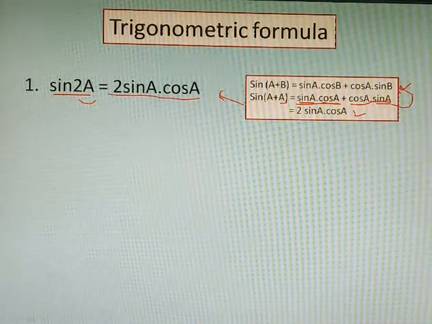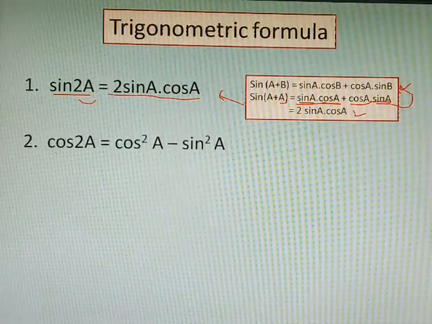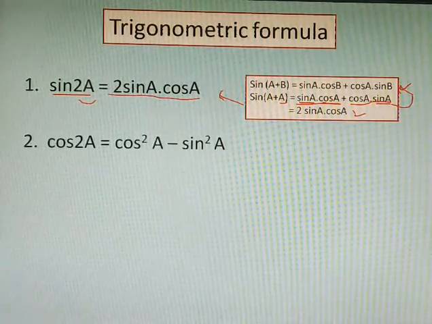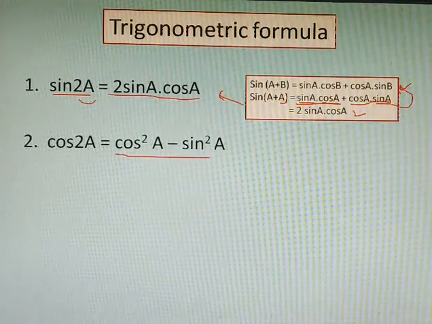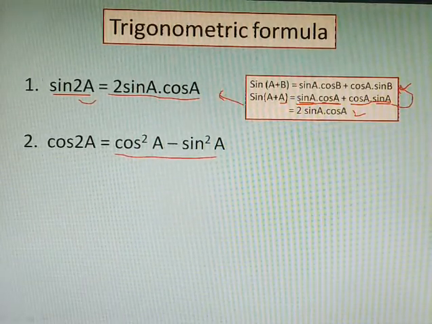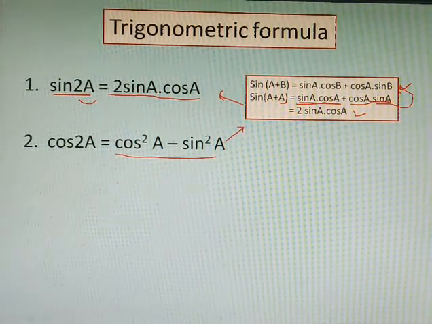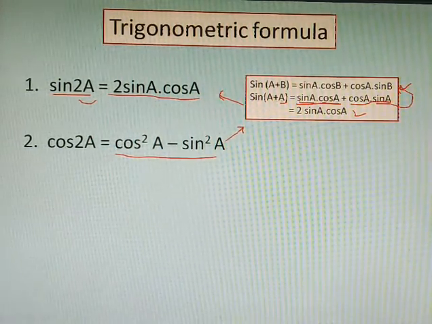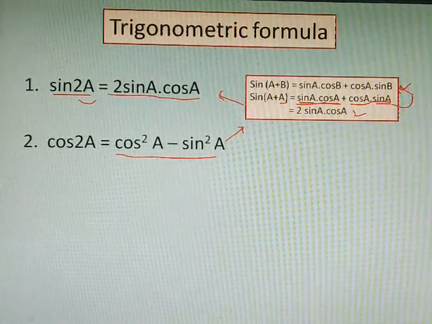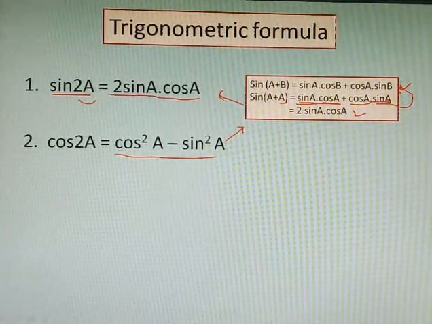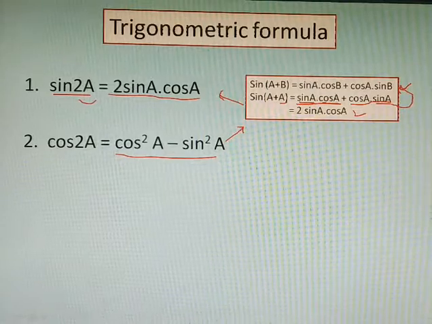And now there is the next formula, that is cos 2A is equal to cos square A minus sine square A. And for this you can follow the same method that I have applied for formula number 1. So I'm not doing this one for you. You have to try yourself.